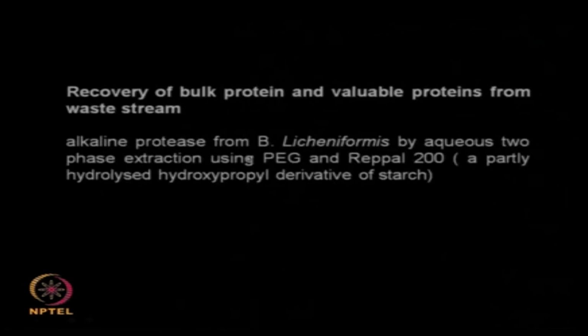If you are recovering bulk protein, especially valuable proteins, you do not want the protein to get denatured because it is very valuable, so you may go for aqueous extraction systems, like alkaline protease from Bacillus licheniformis by aqueous two phase extraction using PEG and Reppal 200. Reppal is nothing but a partly hydrolyzed hydroxypropyl derivative of starch, that means you are using a biopolymer. Both are biocompatible, so the protein does not get denatured during the extraction process.